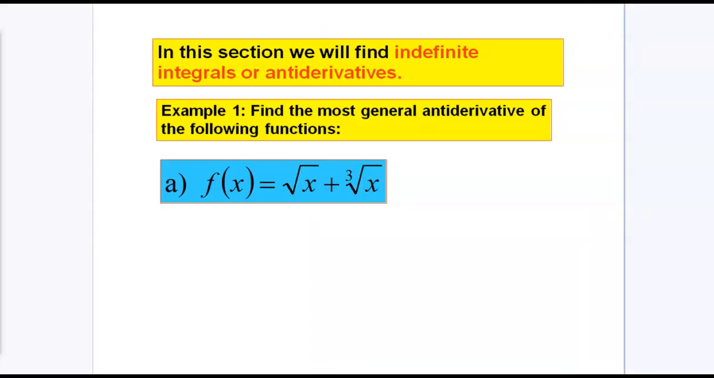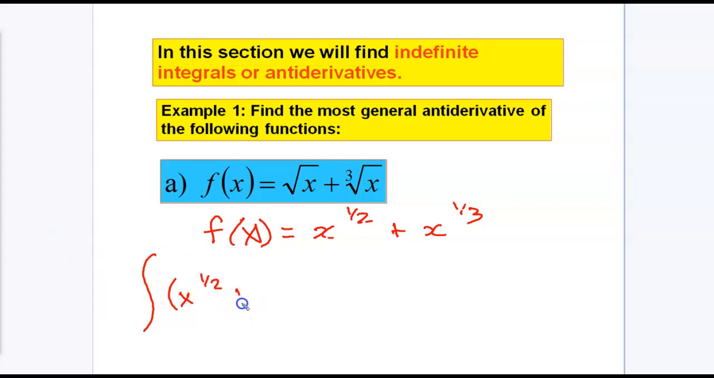In this example, we want to find the general antiderivative of the following. So this is my function. Before I can take the antiderivative, I must write it without the radicals. So I want to find the integral of x to the 1/2 plus x to the 1/3 dx, meaning with respect to x. We're going to follow the same integration rules that we did before.